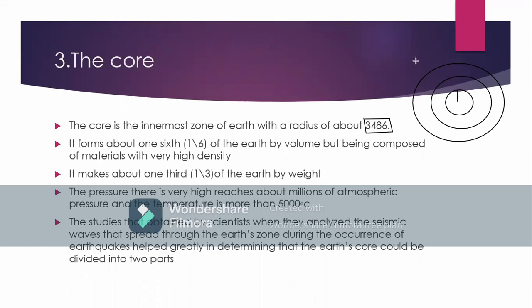The pressure is high because the atmosphere and the hydrosphere, all of that, stand on it. That makes high pressure, and the temperature is more than 5,000 Celsius.